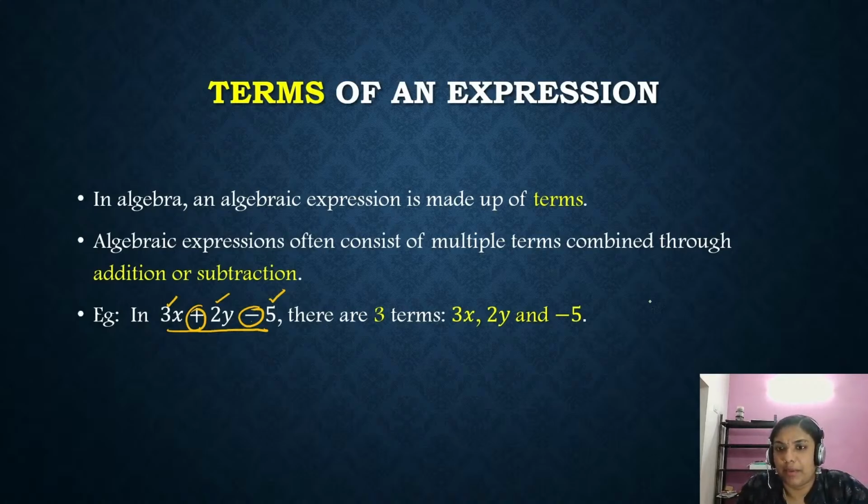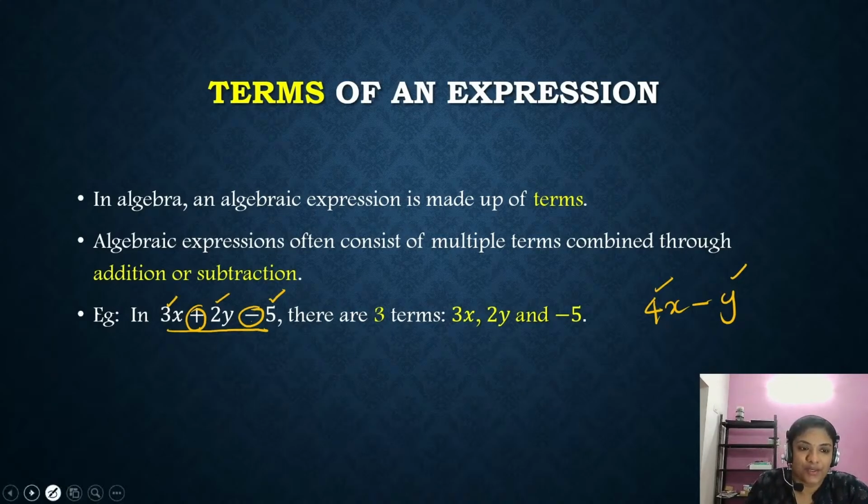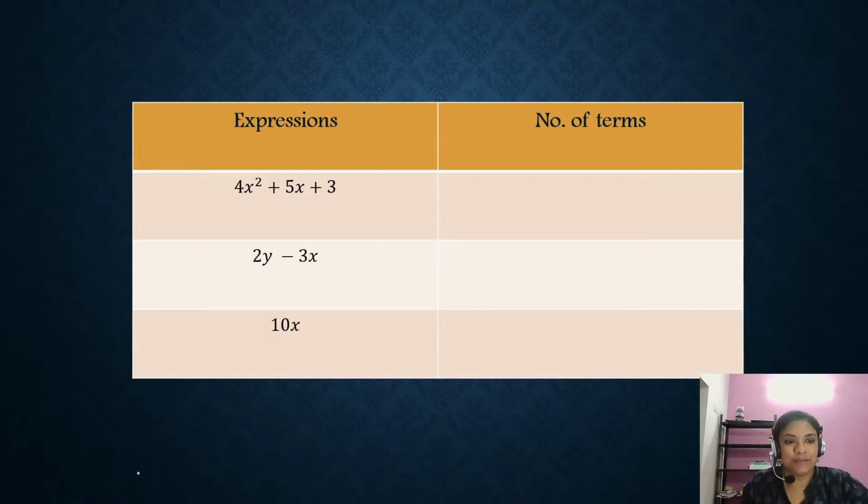Let's see another example. 4x minus y. Only one sign is here, right? Minus. So 4x is the first term and y is the second term. So in total, two terms are present in this particular expression. So let's do an activity based on this.